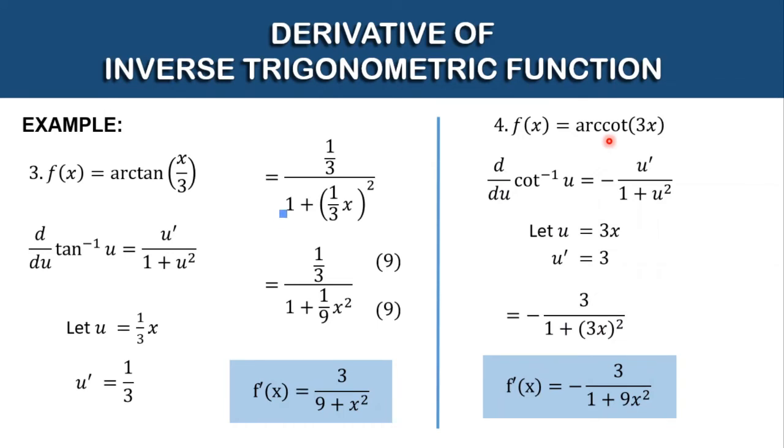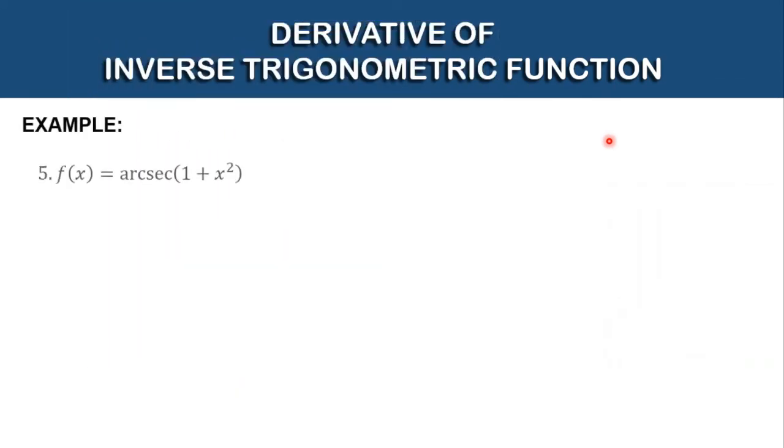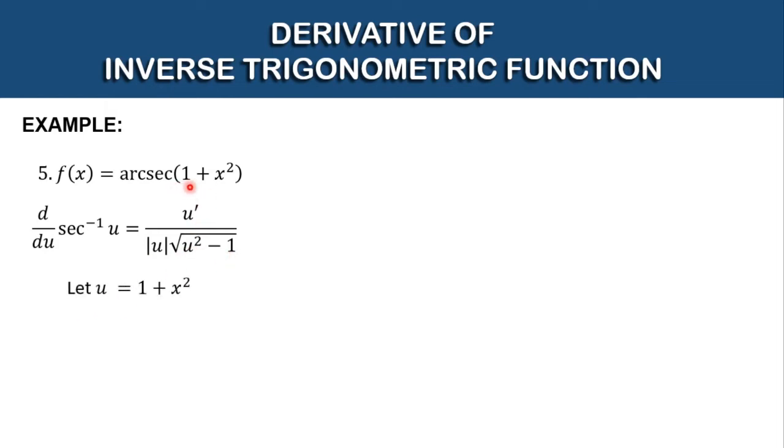Let's proceed now to our example number 5. So find the derivative of arcsecant of 1 plus x squared. So gamitin natin dito yung formula na u prime over the absolute value of u times the square root of u squared minus 1. Now let's set values. Let u is equal to 1 plus x squared. Then for the derivative of u, which is u prime, the derivative of 1 is 0 because this is constant. And the derivative of x squared is 2x.